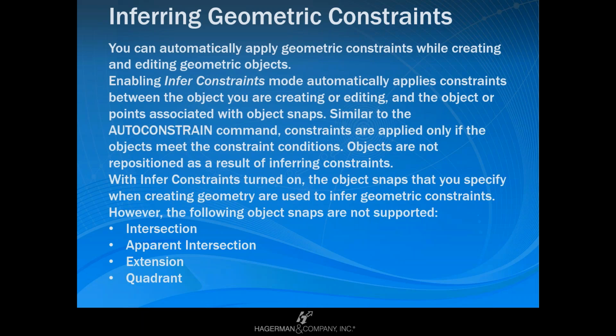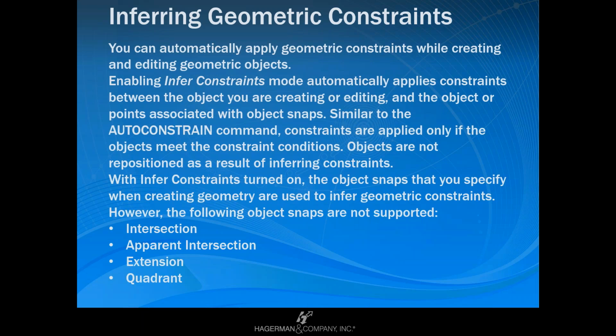Now, as far as object snaps are concerned, they apply only if the objects meet the constraint conditions. They are not repositioned as a result of the automatic constraints. With it turned on, the object snaps that you specify are used in the infer geometric constraints, but you do have a few that are not supported. Intersection, apparent intersection, extension, and quadrant.